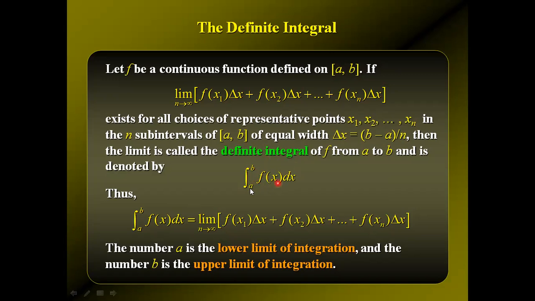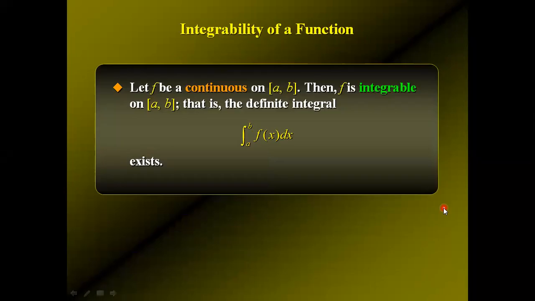So these definite integrals can be written as this limit, sum of these limits. The number a is the lower limit of the integration, and b is the upper limit of the integration. We have to remember this.